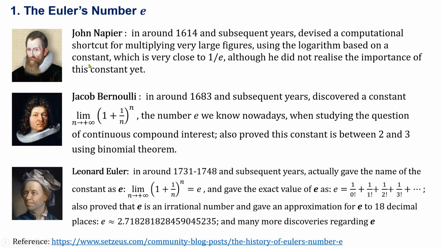First, let's have a look at their contributions. The first person is John Napier. In around 1614 and subsequent years, he devised a computational shortcut for multiplying very large figures using the logarithm based on a constant, which is very close to the reciprocal of E. Well, although he did not realize the importance of this constant yet. So we won't talk about his contribution here.